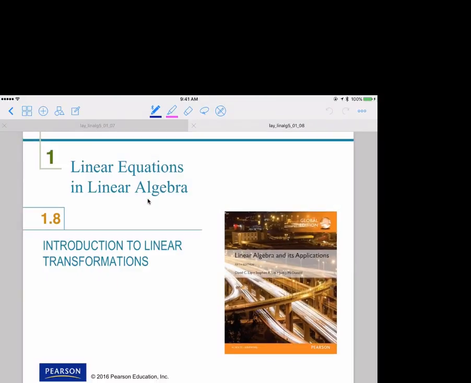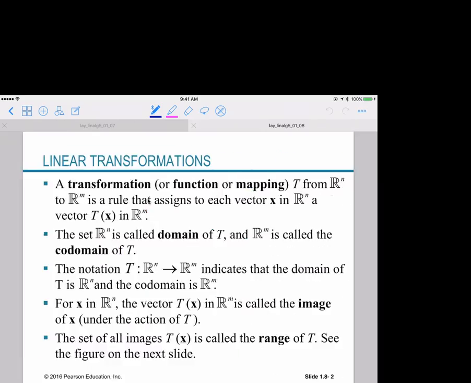chapter 1.8 is about linear transformation. Okay, so in this chapter, we study something called a transformation, or basically a function. Okay, so we consider a function that maps some input into some output, and our input and output is a vector, because we are studying linear algebra, and so we mainly use a vector as a form of an input and output.